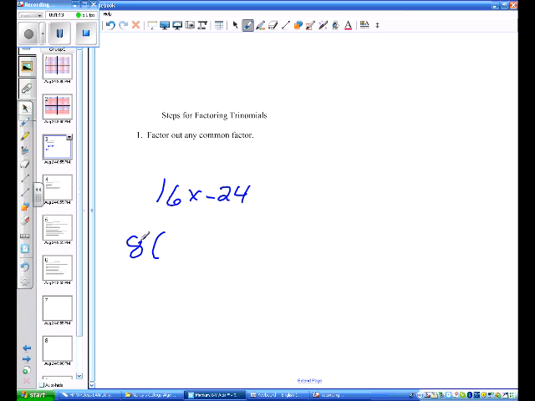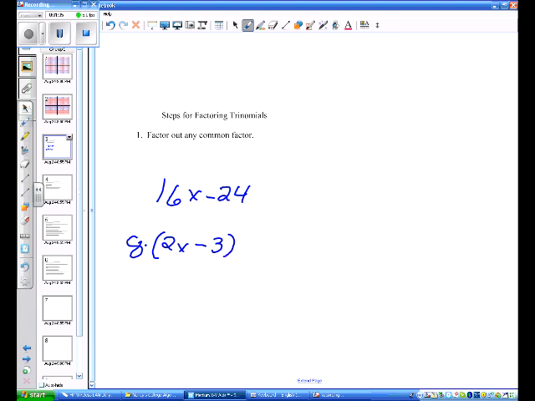What would we multiply 8 by to give us 16x? Well, we would multiply it by 2x. Then what do we multiply 8 by to give us negative 24? That would be negative 3. So we factored out our greatest common factor.